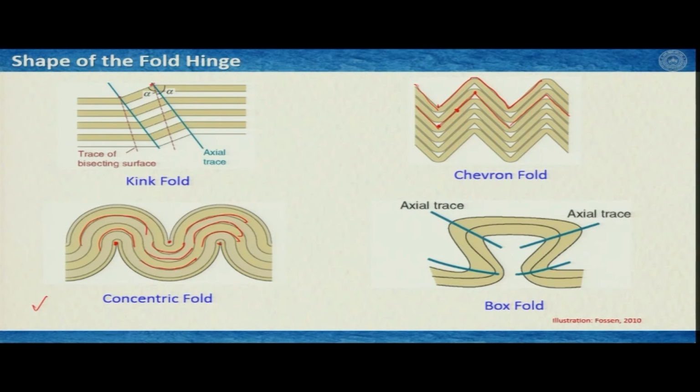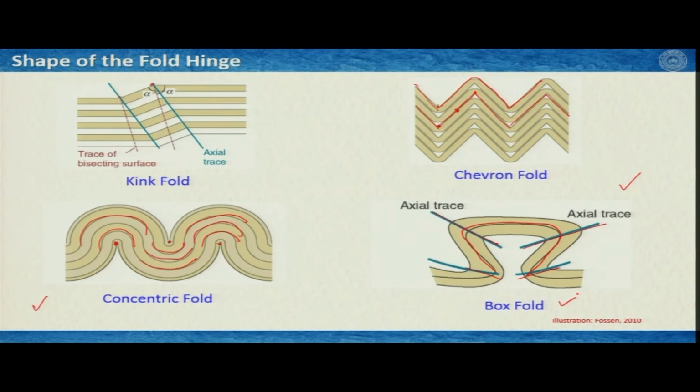Now a box fold or double hinged fold is something like this, which we have seen before. In one segment of the fold we have 2 hinge points, and therefore the axial traces you can see here are converging towards the fold core, and these are known as box folds.